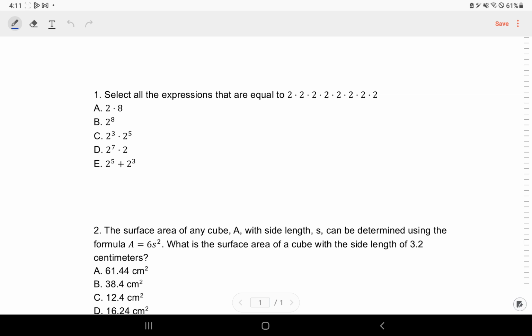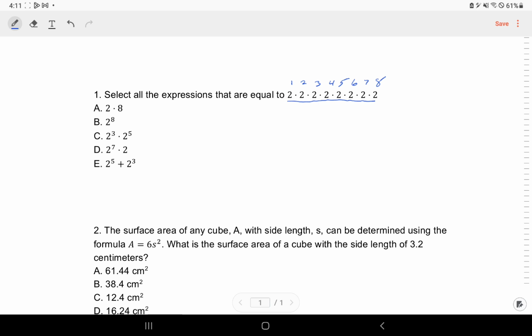So, for question 1, it says select all the expressions that are equal to 2 times 2 times 2 times 2 times 2 times 2 times 2 times 2. Yeah, I don't know why I said it like that either. So, we've got 1, 2, 3, 4, 5, 6, 8 2's.